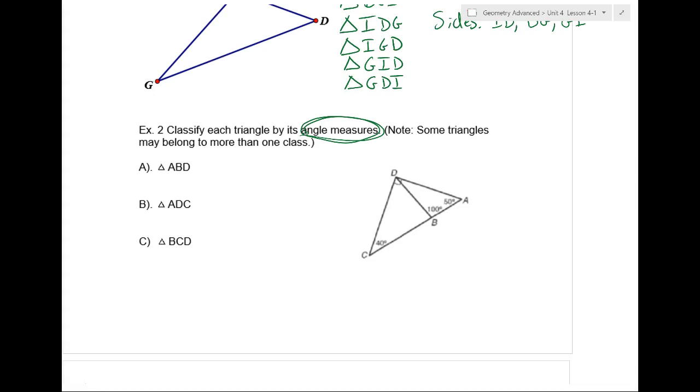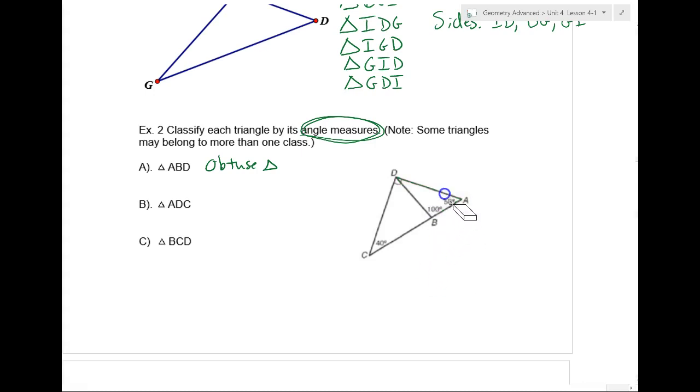So the first one is ABD. So this one right here. What type of triangle is that? All right, so that's an obtuse triangle. Excellent. And you guys are going to notice I abbreviate triangle all the time with the triangle symbol. All right, the next one is ADC. Yeah, right here. Here's ABD. What's that measure right there? This is 100 degrees, right? One obtuse angle, it's obtuse.